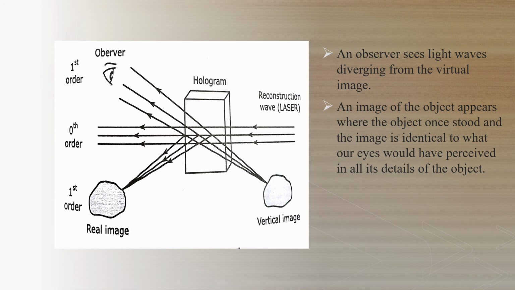An observer sees light waves diverging from the virtual image. An image of the object appears where the object once stood, and the image is identical to what our eyes would have perceived in all its details of the object.